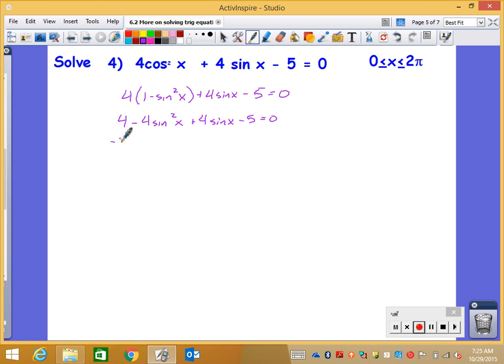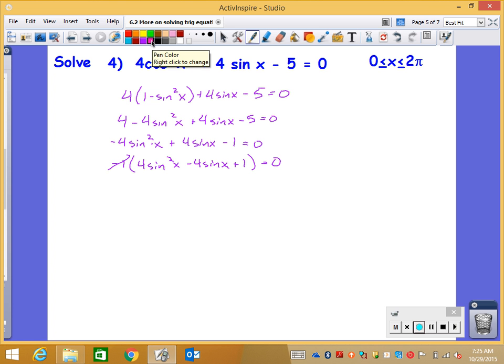Combine like terms, I get a minus 4 sine squared x, plus 4 sine x, and 4 minus 5 gives a minus 1 equals 0. Now again, I have this pesky negative sign out front, so I'm going to factor out a negative 1. So I get 4 sine squared x minus 4 sine x plus 1. And now this negative sign doesn't matter.